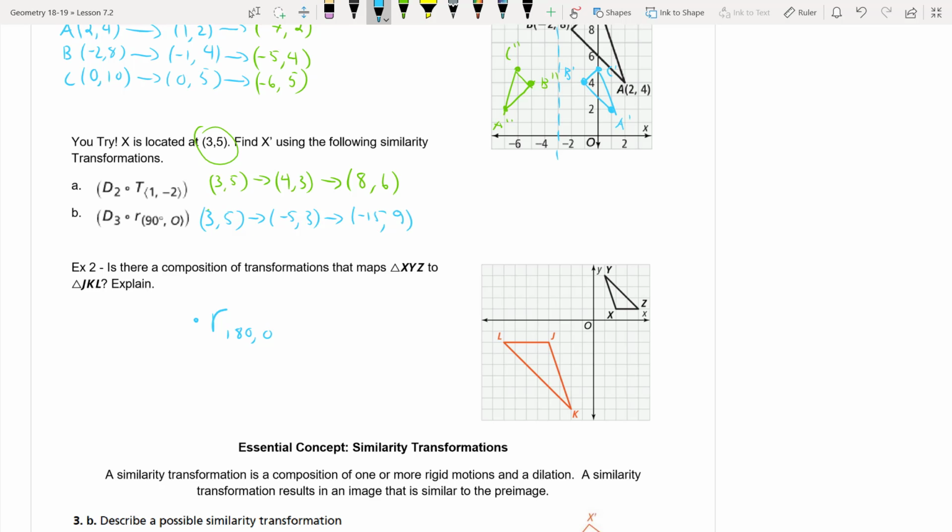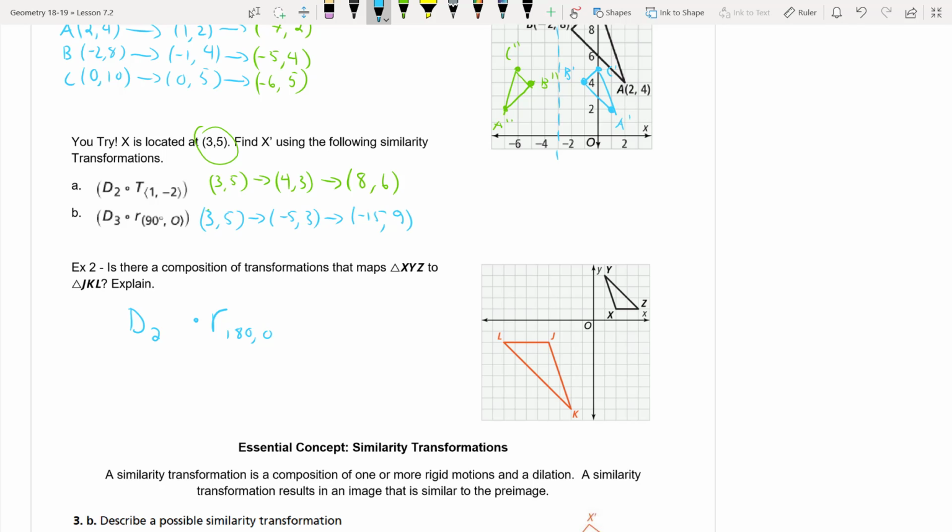And if we want to count, from X to Z is 2 units. From J to L is 4 units. That's 2, and this is 4. So it appears that it was a dilation of 2 in order to make this happen. And the only way to verify this is to try it. And I know that I'm making it seem very easy, and I'm almost cavalier in being able to solve it, but you're really just using what you've already learned.